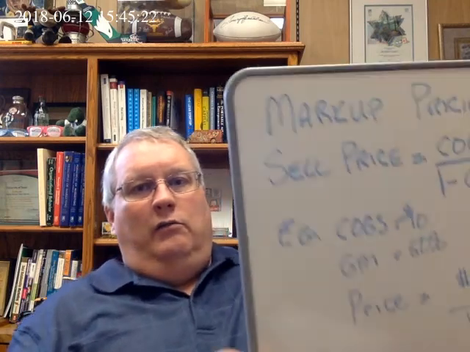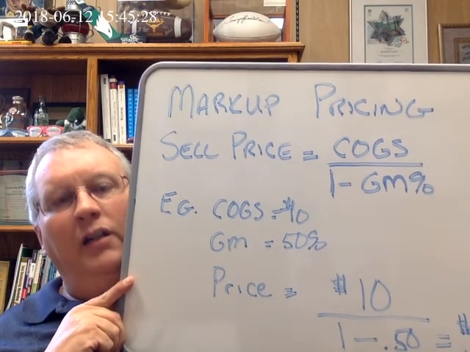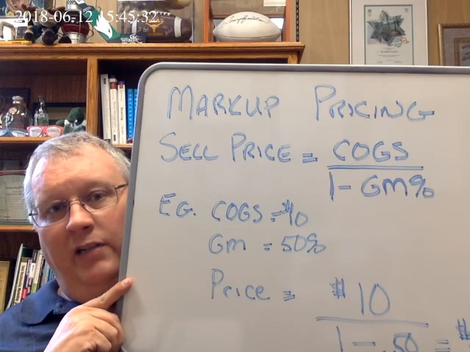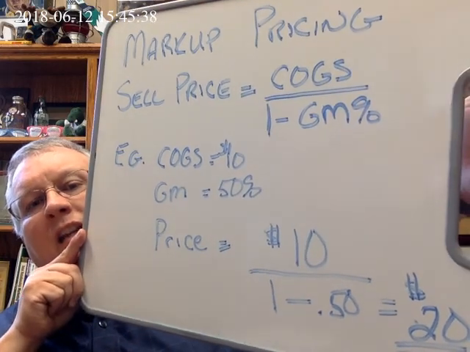What most students do is they take 10, multiply it by 1.5, and they get 15. No, that's not it. That's not the markup. You want to use the gross margin to calculate the markup in this particular piece. So remember, price is equal to your variable cost divided by 1 minus your gross margin. Sale price is equal to cost of goods sold divided by 1 minus your gross margin as a percentage. And that gives you, in this case, 50. We've got a $20 sell price.